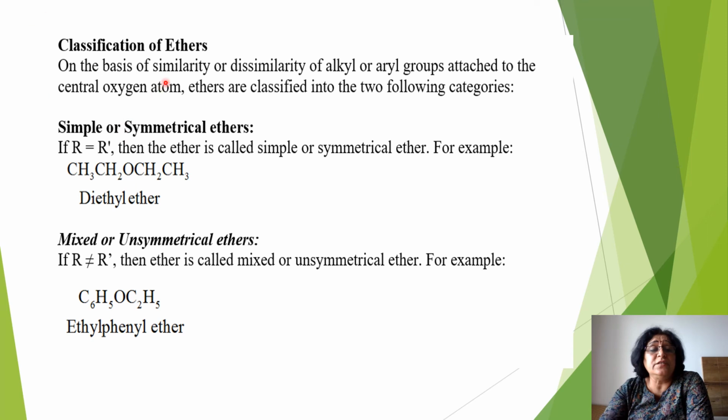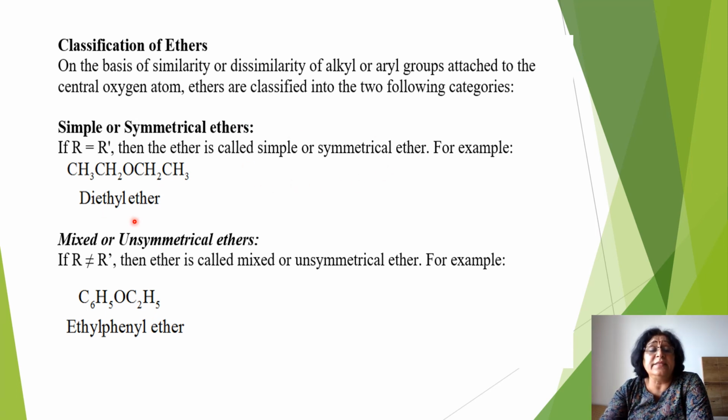So classification of ethers. Now on the basis of similarity or dissimilarity of the alkyl group or aryl group attached to the central oxygen atom, ethers are classified broadly into two categories: simple ether or symmetrical ether, and mixed ether or unsymmetrical ether. So in simple ether, the R and R dash that are attached to the oxygen will be the same. So if R is equal to R dash, that means the two groups that are attached on the two sides of oxygen are the same.